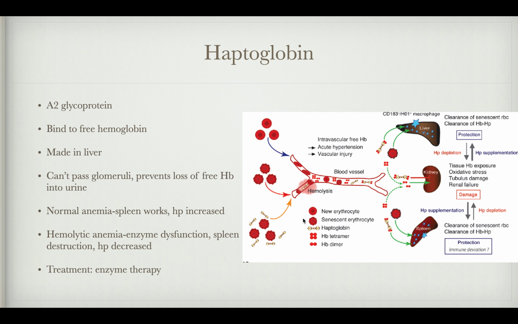Erythrocytes are degraded in the spleen, and the concentration of haptoglobin in the blood is increased. So in hemolytic anemia, there's an enzyme dysfunction, and it causes spleen dysfunction and eventually spleen destruction, and the amount of haptoglobin is decreased. So this is an indication of hemolytic anemia. So you treat it with enzyme therapy, also known as supplementation.